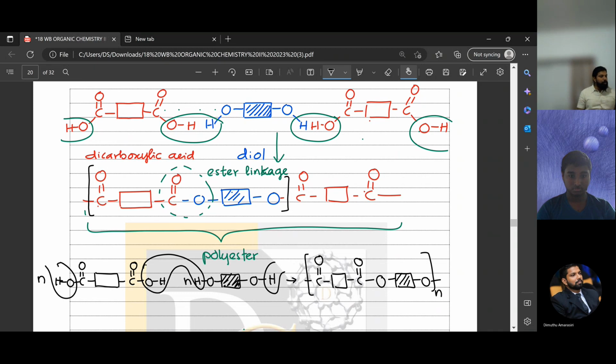So you need two different monomers, not just one monomer like in addition polymers. And what you get? It's 2n minus 1 water. Forget that 2n minus 1 talk. But anyway, many water molecules will be removed. So this is called formation of what?